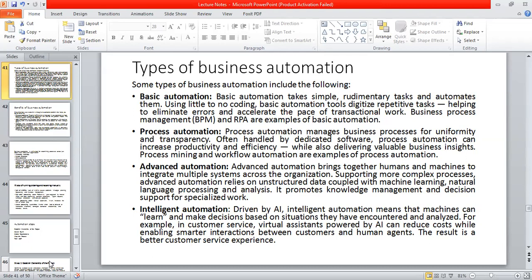So this is where business is going with the coming up of artificial intelligence. You will see that everything else is being automated.